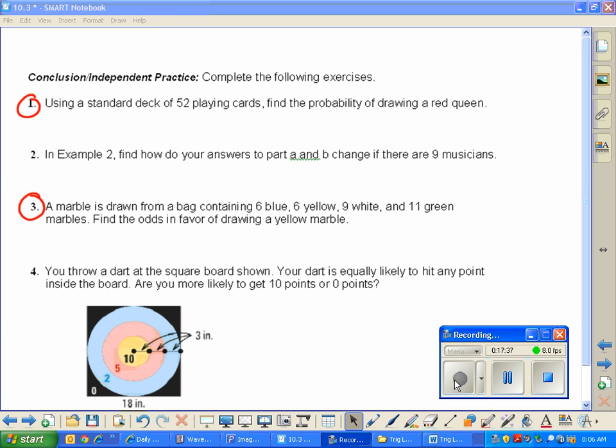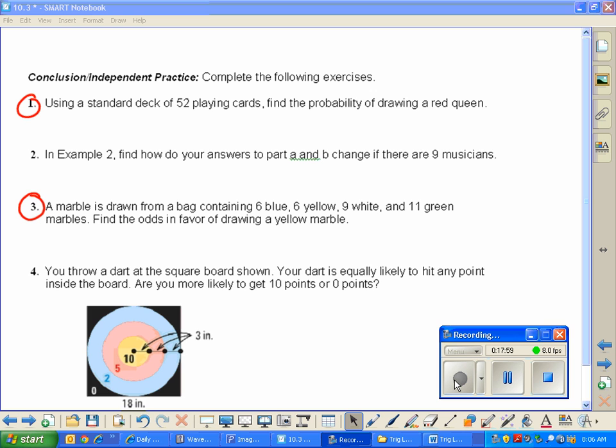Number 1. Using a standard deck of 52 playing cards, we're supposed to find the probability of drawing a red queen. Nathan, what'd you get? It's 2 out of 52, and then you reduce it, right? So you get 1 out of 26. All right.